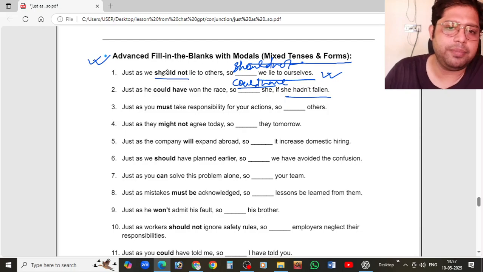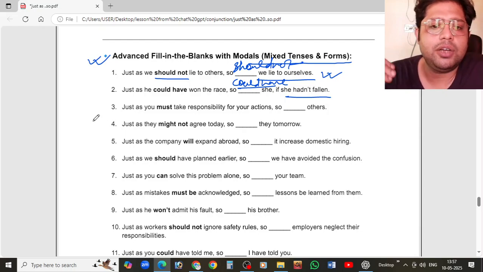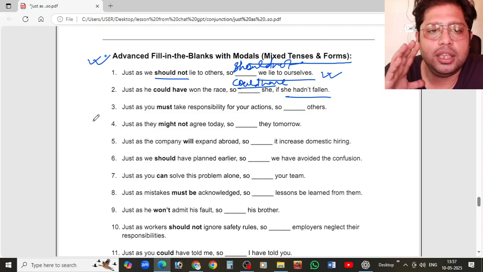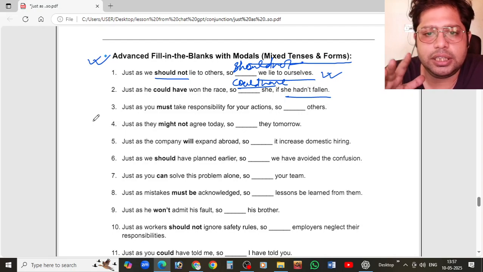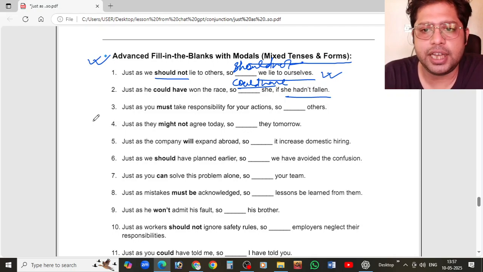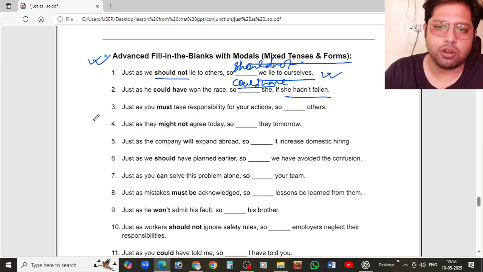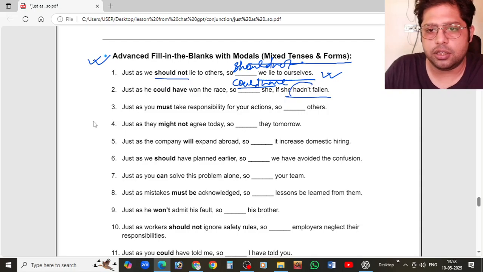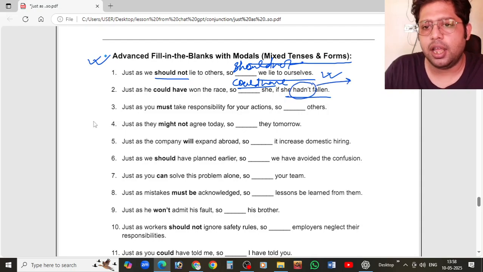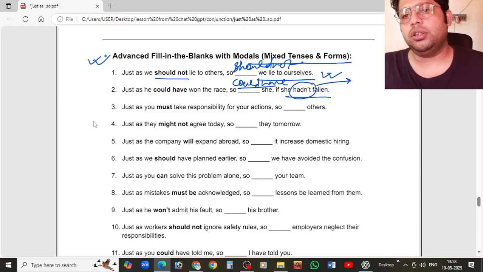What is the meaning? The meaning in Bengali is, just as he could have won the race, so could she have if she hadn't fallen. If she had not fallen or if she hadn't fallen, it is contraction. This is called contraction. Had not is written in contraction.